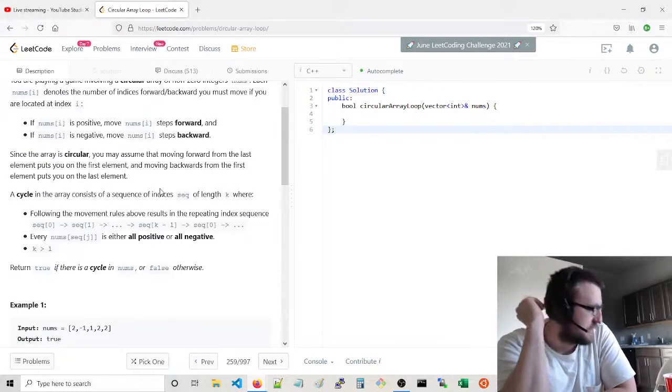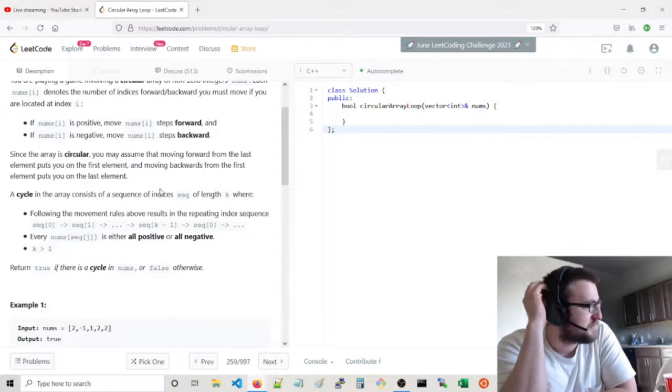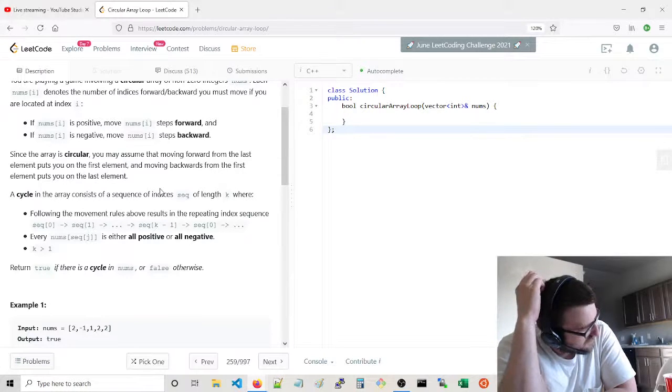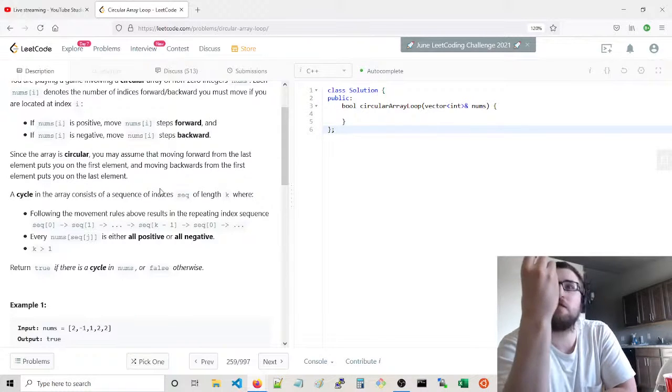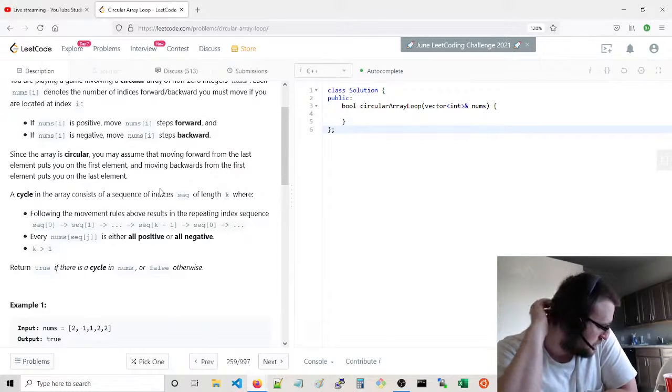You need like a skip set of some kind. How are you supposed to do that? Oh no, I cannot do this without using extra space. No way I could do this without using extra space. I don't know, man.